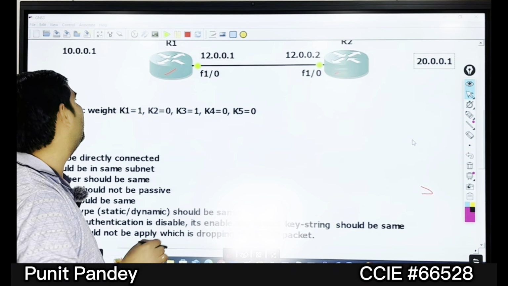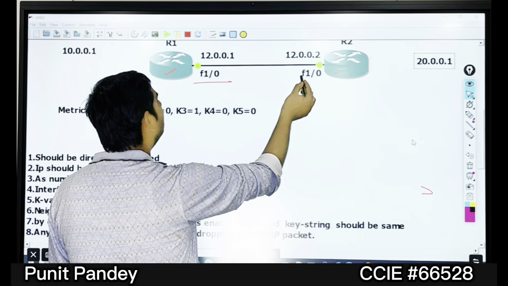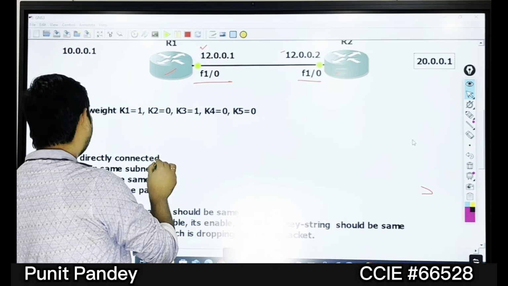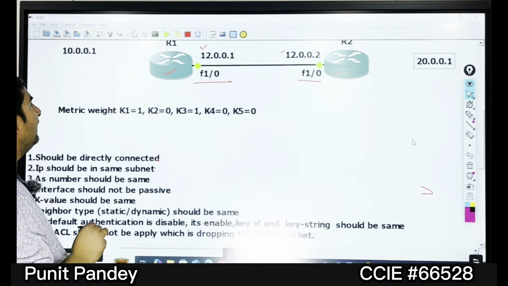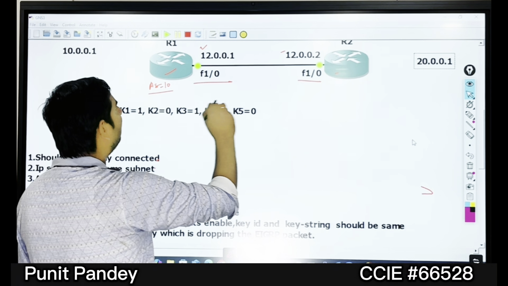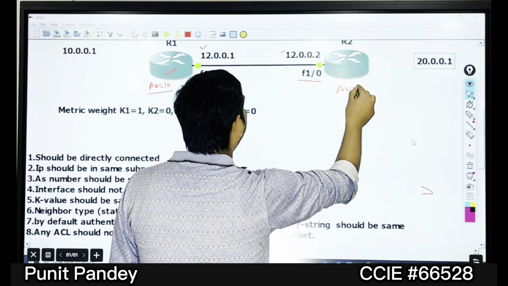The first condition is that they should be directly connected. Second condition, they should have IP addresses from the same subnet. Third condition, the AS number should be the same. Suppose here we are using AS 10, so the other side should also use the same AS number.